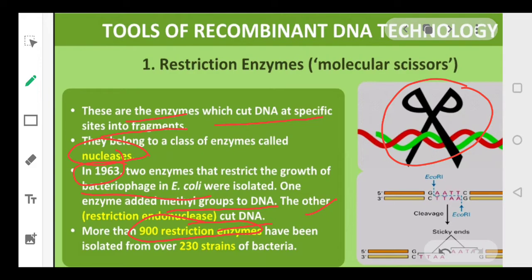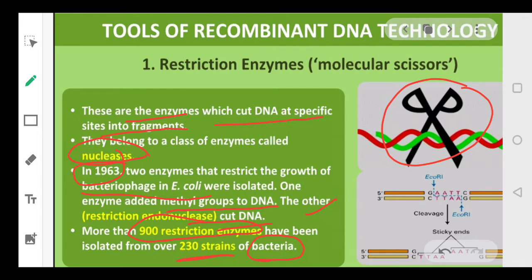So the first 2 enzymes were identified in 1963, and from that time till date, 900 such restriction enzymes have been identified. It is very surprising to know that 230 have been identified from the different strains of the bacteria. 900 such restriction enzymes have been identified, of which 230 enzymes are present in bacteria. They have been isolated and identified from the different strains of the bacteria.